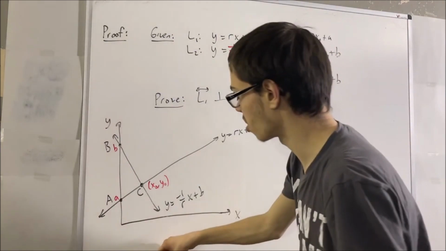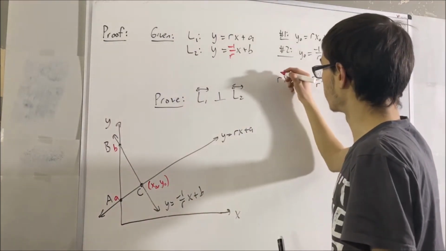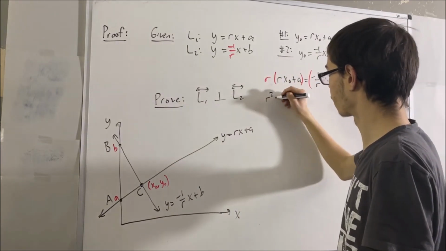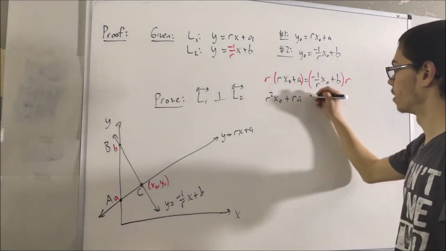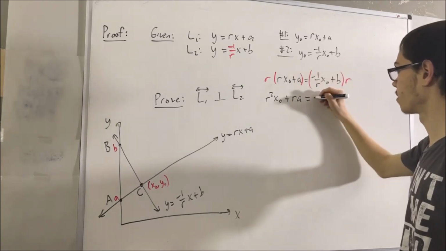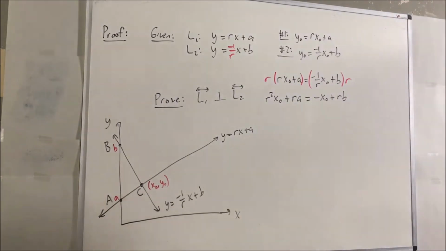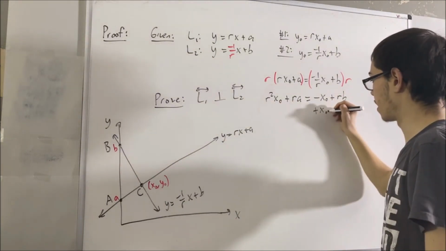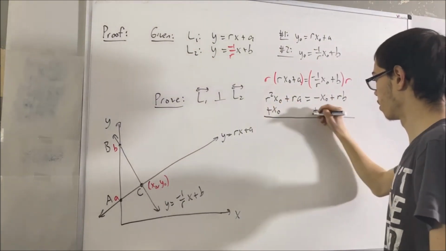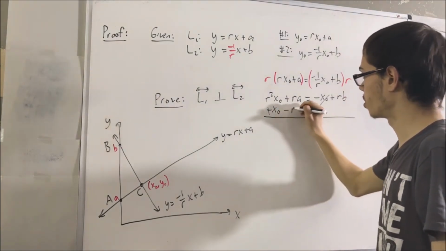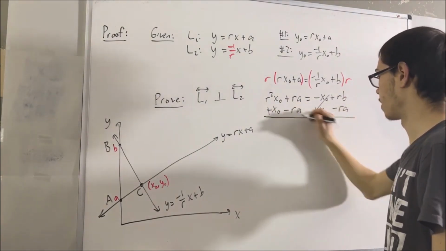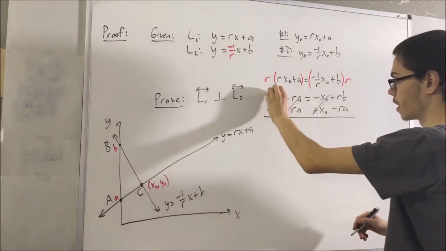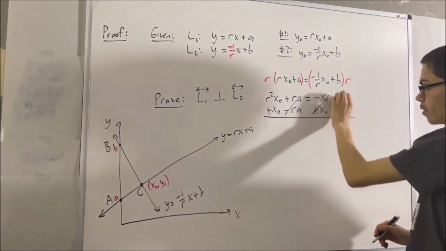To do so, I will first start by multiplying r on both sides. If you distribute r on the left side, you get something like that. If you distribute r on the right side, you get something like that. Again, we're solving for x0. I'm going to then add x0 to both sides. That cancels out. I'm then going to subtract ra on both sides as well. That cancels out. So notice, this is what we're going to be left with on the left side. This is what we're going to be left with on the right side.